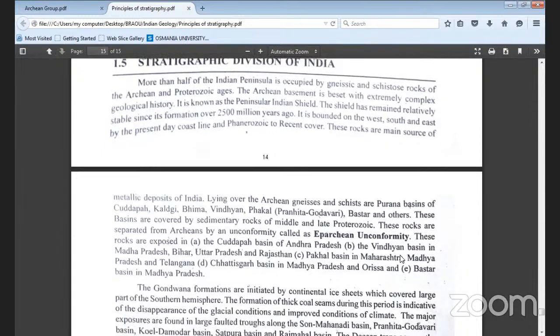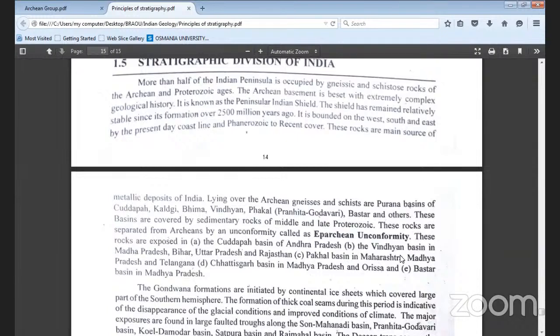The main source of these rocks, metallic deposits, is lying over the Archean gneiss and schists, or the Purana basins like Kadapa, Kaladgi, Bhima, Vindhyan, Pakhal, Bastar, and others. These basins are covered by sedimentary rocks of the middle and late Proterozoic age. These rocks are separated from the Archean by an unconformity called the Eparchean unconformity.